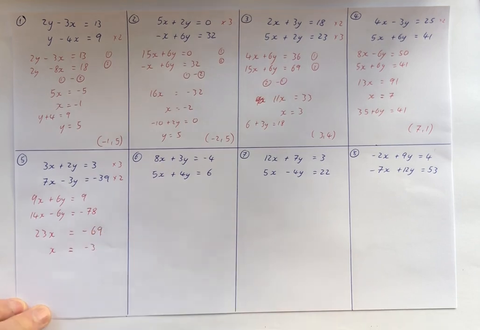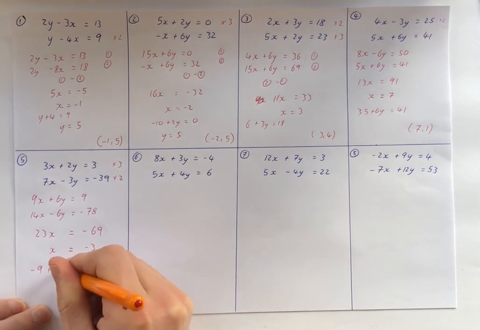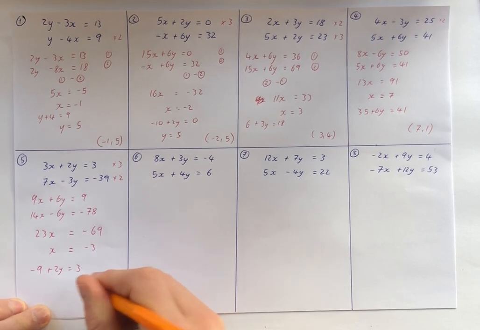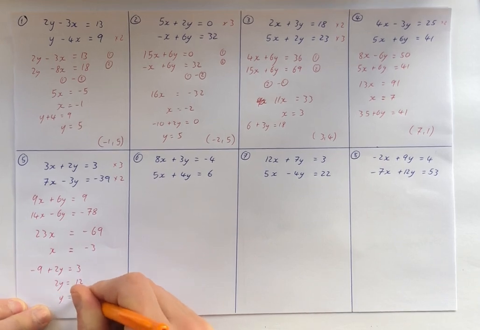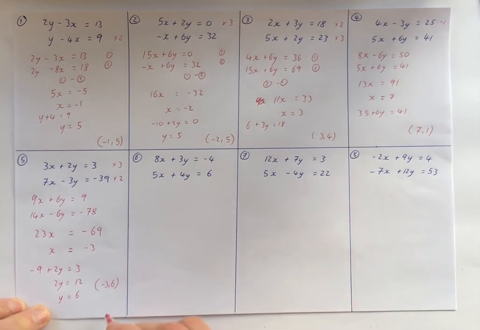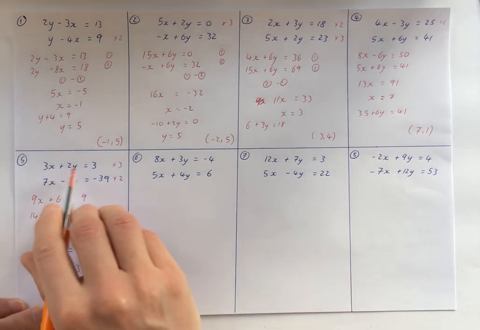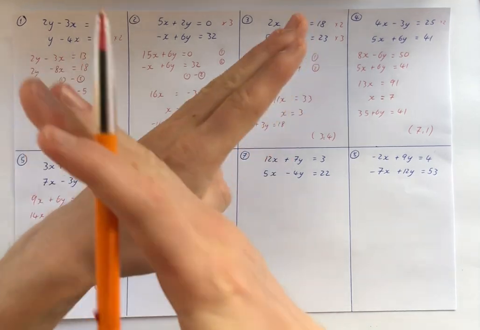But negative 3, let's go back into the first equation. Negative 9 plus 2y equals 3. Add the 9. 2y equals 12. y equals 6. So negative 3, 6 is the coordinate of intersection for where those two versions of the straight line cross over.